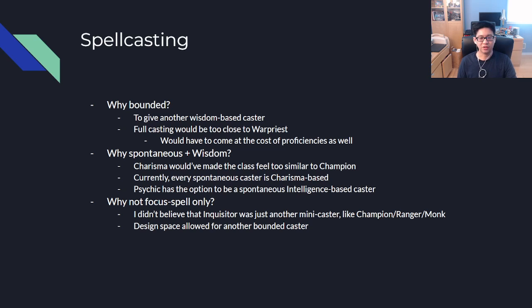In Pathfinder 1st Edition, the Inquisitor was a spontaneous caster who cast off their wisdom stat, so I wanted to keep that as well. I think if they were casting off charisma, it'd be just a little bit too close to champion, so I wanted to make sure that this distinction was there, and currently every spontaneous caster is already charisma based. In the Dark Archive, when that's released, Psychic will be the first non-charisma based spellcaster because they can choose intelligence as their casting stat, which I think is pretty cool. But as it stands, I really wanted there to be a wisdom-based spontaneous caster just to open up a couple more design points.